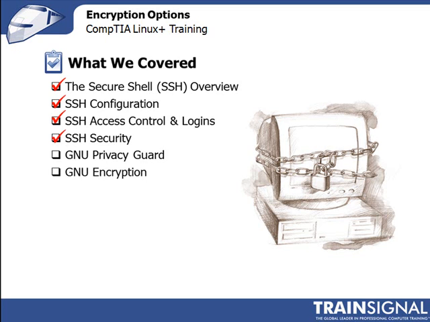We also discussed SSH security best practices, including things like not allowing direct root logins and protecting your private keys. We then turned the discussion to GNU Privacy Guard and how to use this program to encrypt email messages. We learned that GPG uses a similar public and private key pair to manage encryption. And finally, we talked about using GPG to encrypt files.